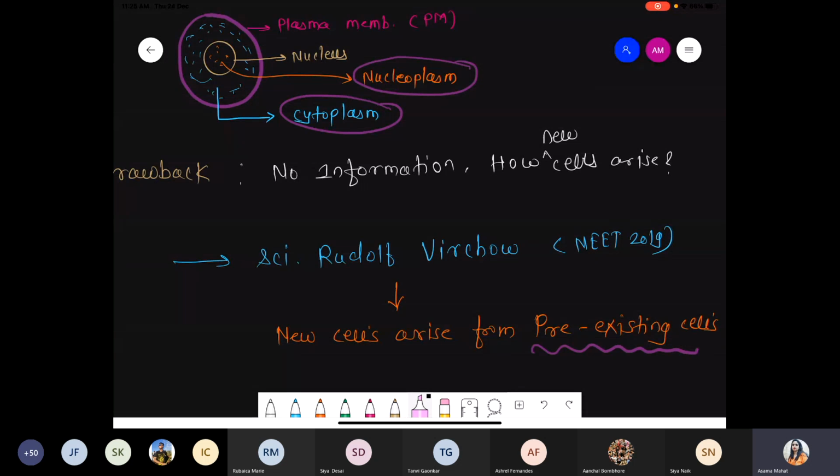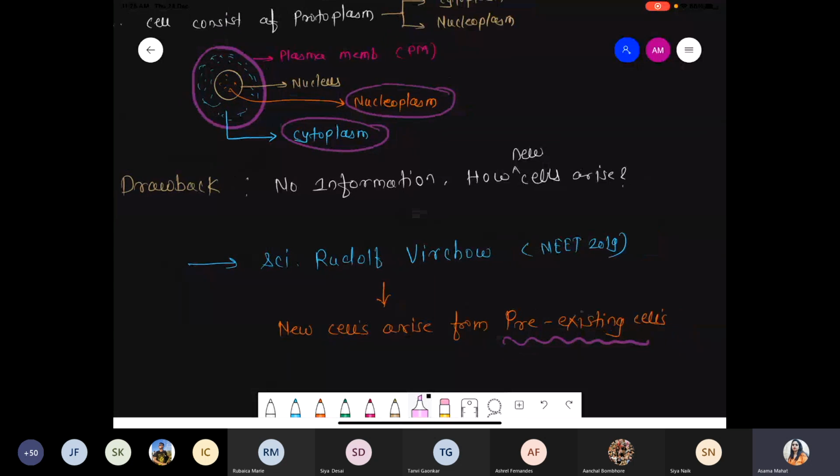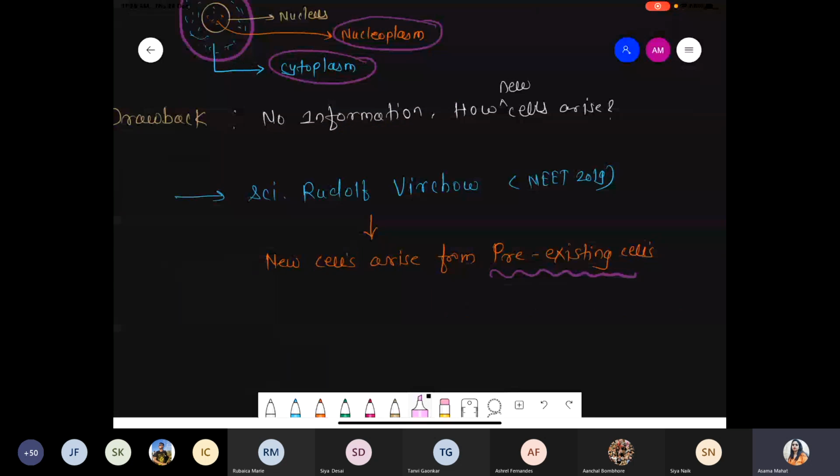But according to cell theory, two scientists failed, but scientist Virchow explained that point, that new cells arise from pre-existing cells, and it is explained by a phrase: omnis cellula e cellula.